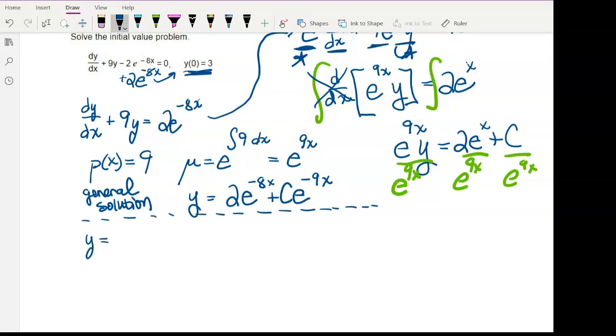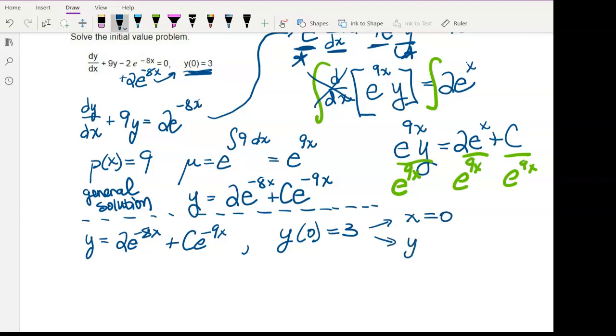We've got y equals 2e to the negative 8x plus c e to the negative 9x, and we know that y of 0 is equal to 3. That means when x is 0, y is 3. So we're going to plug those in, and y is equal to 3, so 3 is equal to 2 times 1, which is just 2, and c times 1 is just c. To solve for c, we'll subtract 2 from both sides. C is just equal to 1.